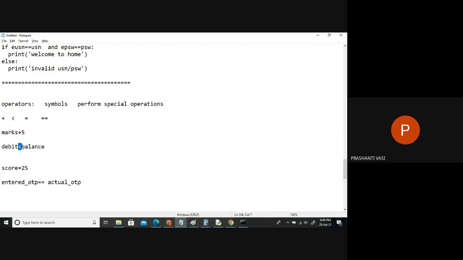Comparison, less than comparison. Same way, if I have to assign some marks to you, I'm allotting 25 to you as a score. So I will take score is equal to symbol and 25. So by this, 25 is stored in this variable called score right now. Same way, double equal to. So double equal to, when I'm using generally OTP login. Whenever you try to log into some apps, we just try to match the actual OTP with the entered OTP. Both matches, your transaction is successful, right?